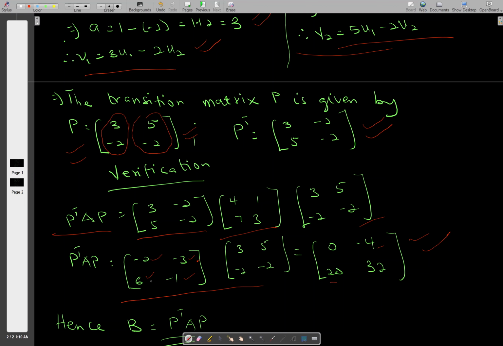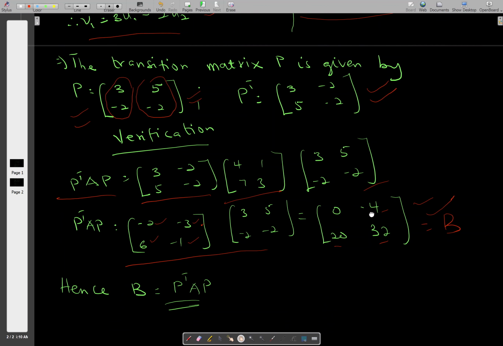And 30 plus 2, that's 32. And this matrix is the same as B. And therefore we have verified that B is equal to P transpose AP.